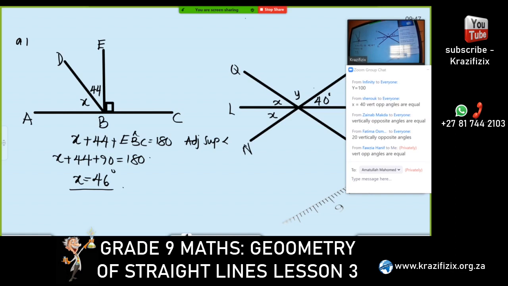20, vertically opposite. Why would you say 20 when you're giving me the correct reason? Vertically opposite. Tasmea, 40.